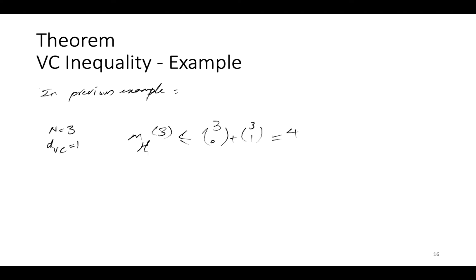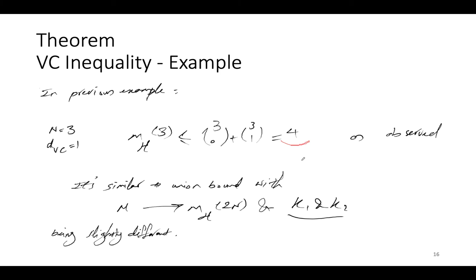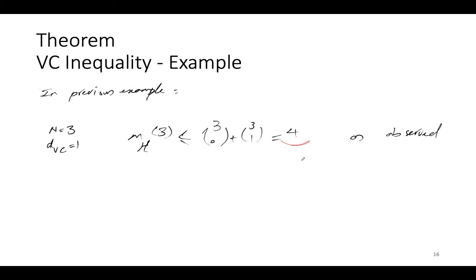In the previous example we just saw, n was 3, VC dimension was 1, MH of 3 was smaller than, of course, the sum of 3 choose 0 and 3 choose 1, okay? Which was 4. Okay, you see why? We see that the dimension was 1, then we had n 3. Oh no, actually this is 2. Yeah, I updated this slide, thanks for mentioning that.